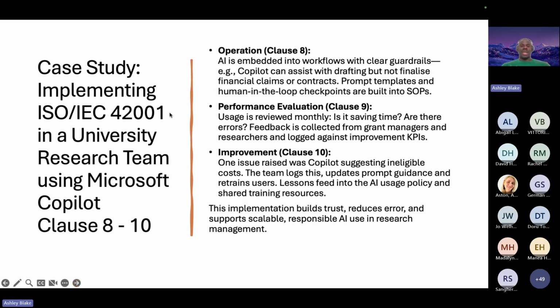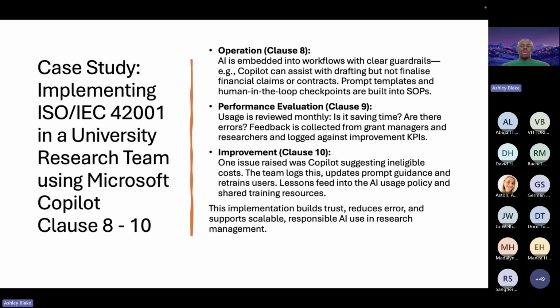Then following the same case study, so AI is embedded into your workflows with clear guardrails. For example, Copilot can assist with drafting, but not finalizing financial claims or contracts. It has prompt templates, and there's a human in the loop checkpoint that is built into your standard operating procedures. So performance evaluation, that's key. We can't just put something into the system and blindly believe it's true. So our usage would be reviewed on a monthly basis. Is it saving time? Are there errors? And make sure we're collecting feedback on a regular basis and that it's being logged into our key performance indicators to make sure that we can improve the system moving forward.